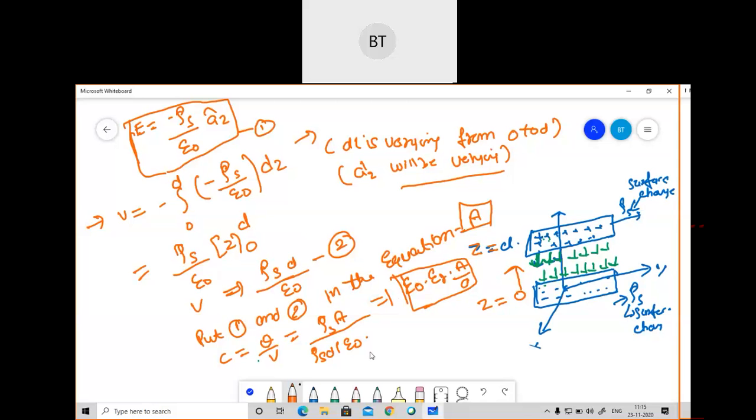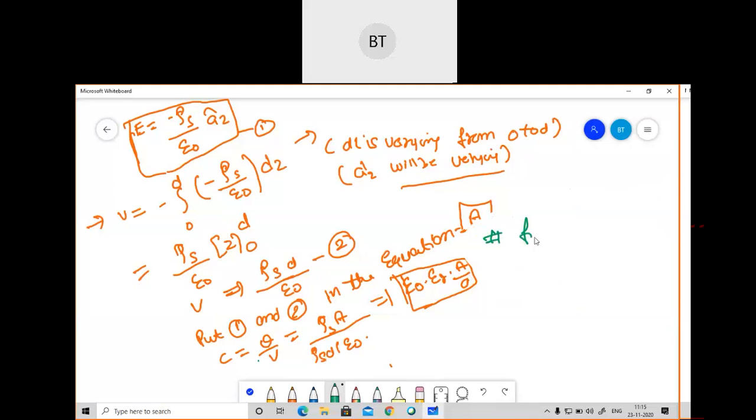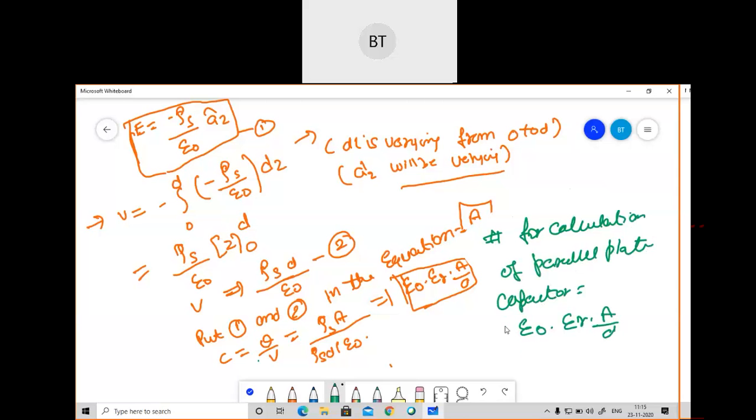So I can write here. If somebody is going to ask you what is the generalized formula for the parallel plate capacitor, how to calculate a parallel plate capacitor in a dielectric medium, so this formula will be there for calculation of a parallel plate capacitor. So I'll write here, for calculation of parallel plate capacitor, that will be equal to epsilon naught into epsilon r into A by d.